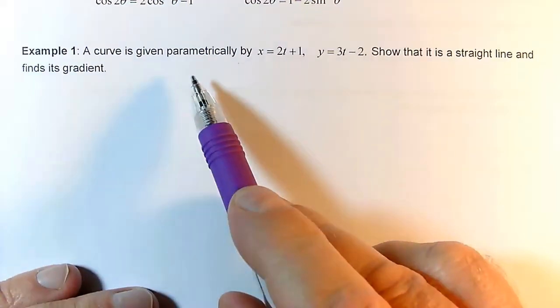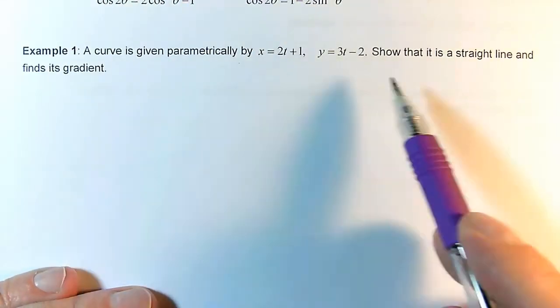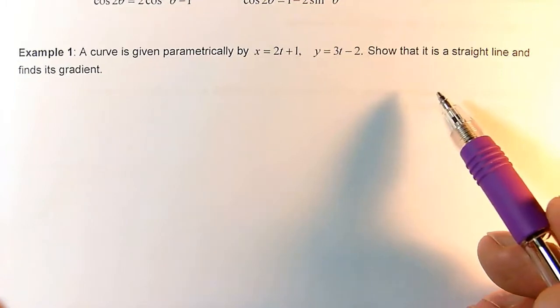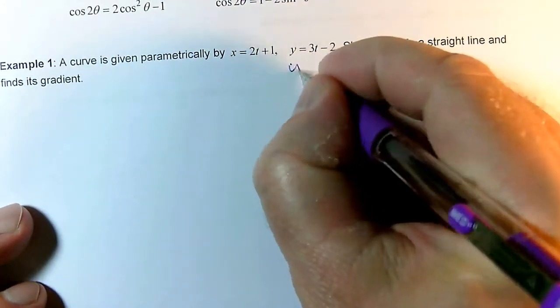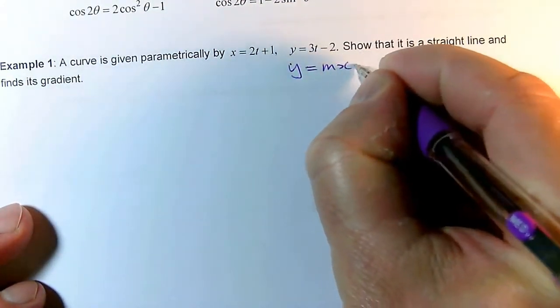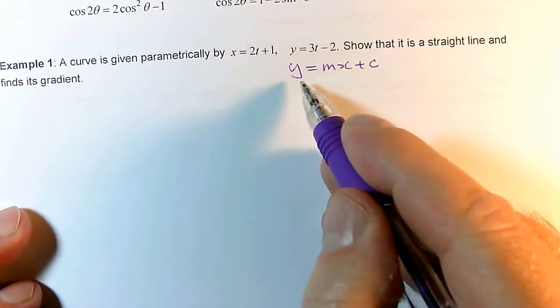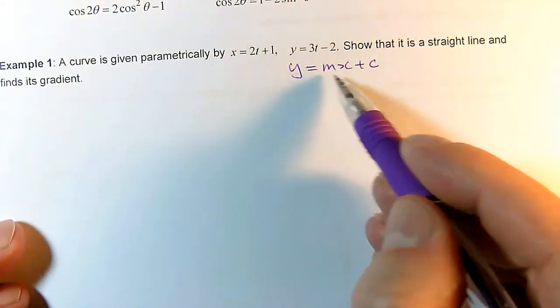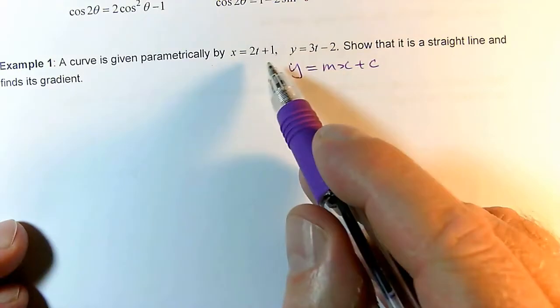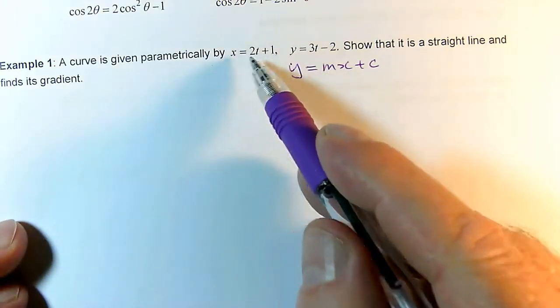Okay, I'm given the parametric equations of a graph, and I want to show it's a straight line. Well, I know that straight lines from GCSE look like y equals mx plus c, but this is a Cartesian equation. In other words, m and c are known numbers. This just involves y and x as the variables. They don't have this t in.